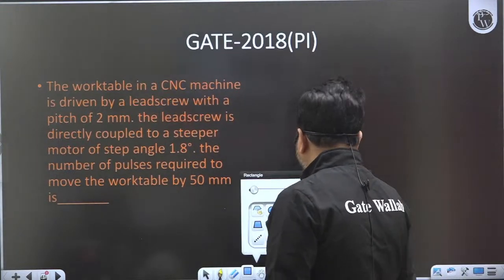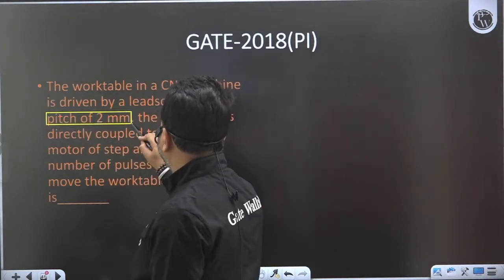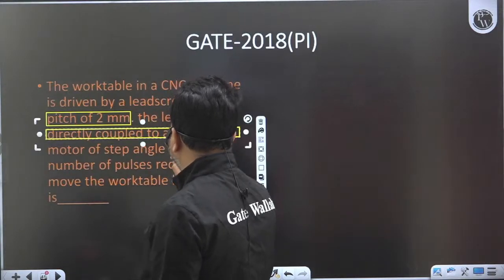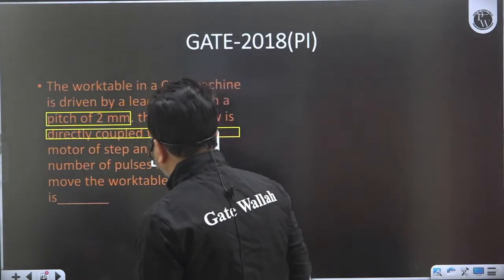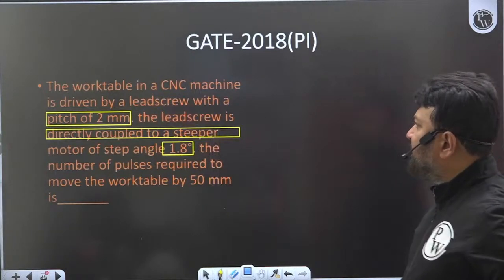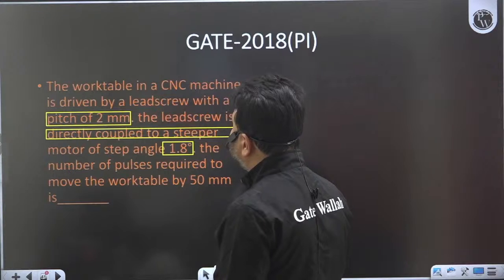The work table in CNC is driven by a lead screw with a pitch of 2 mm. The lead screw is directly coupled with the stepper motor whose step angle is 1.8 degree, right? The number of pulses required to move the table by 50 mm. So it is simple, no?